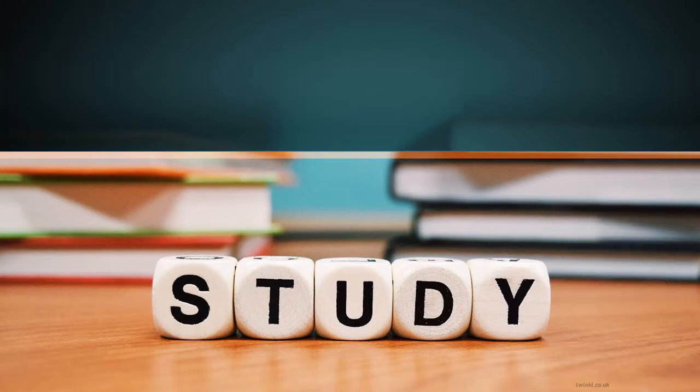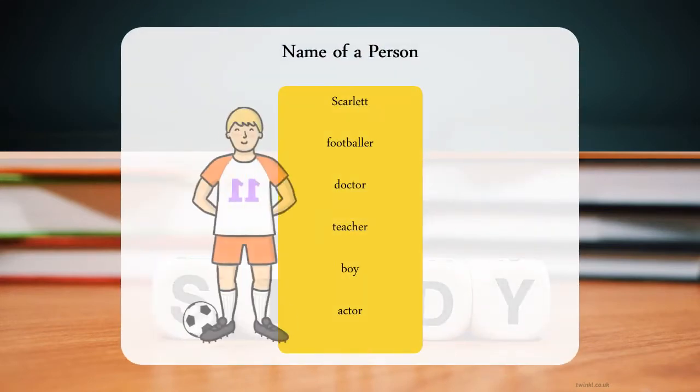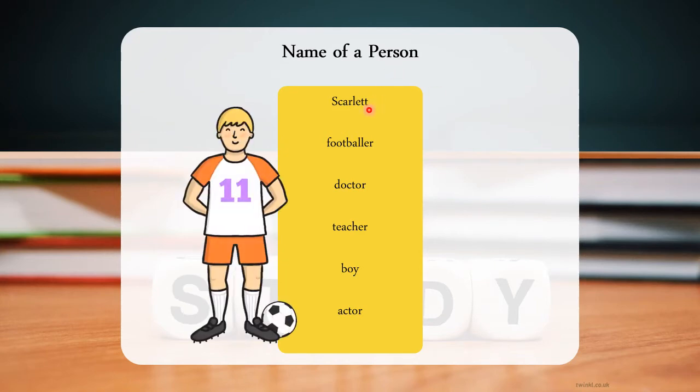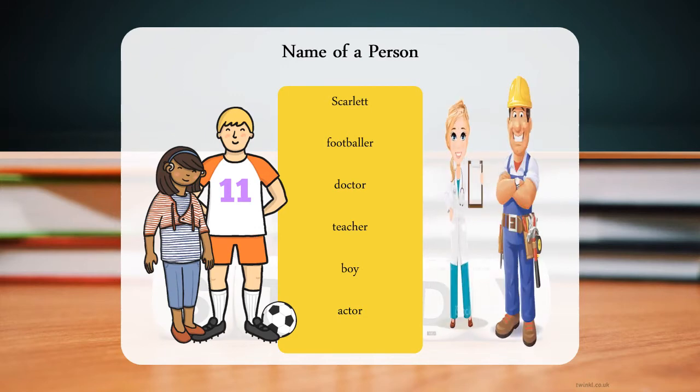Also, nouns are very easy to learn. Name of a person. Here are examples of nouns. A noun can be the name of a person. It's Scarlet. It may be a footballer, a doctor, a teacher, a boy, an actor. The name of a person can be anything.